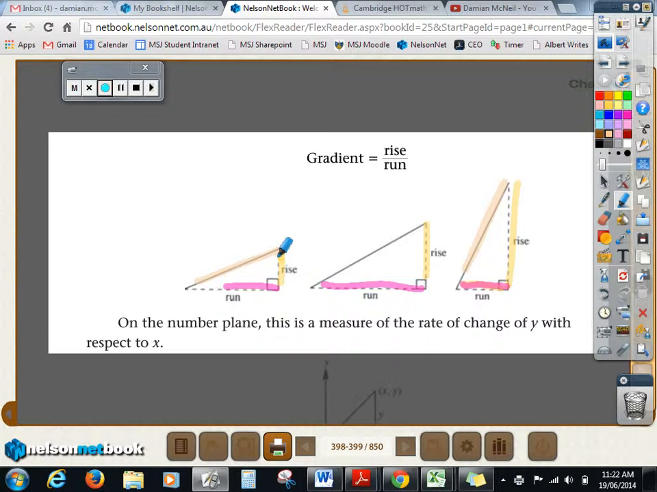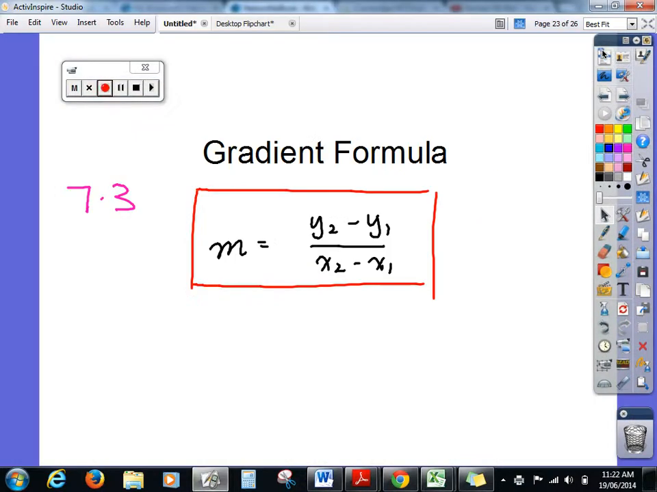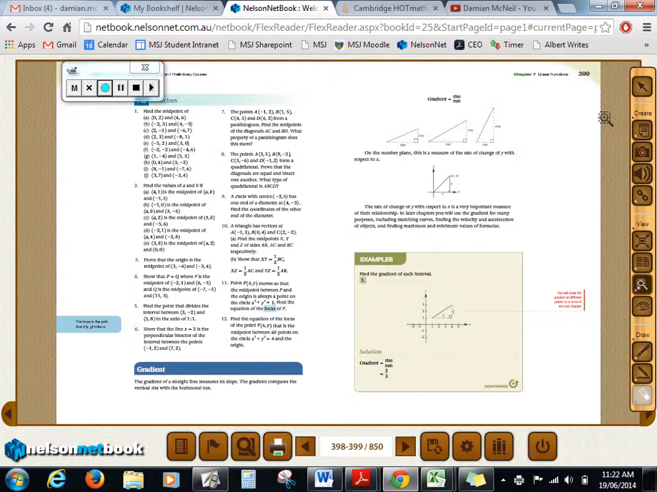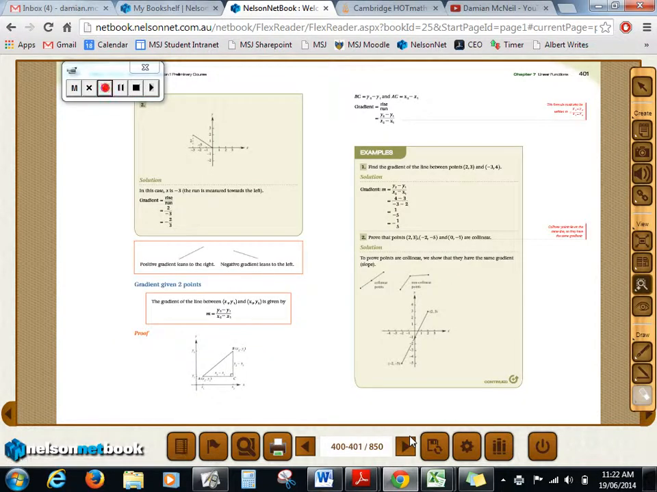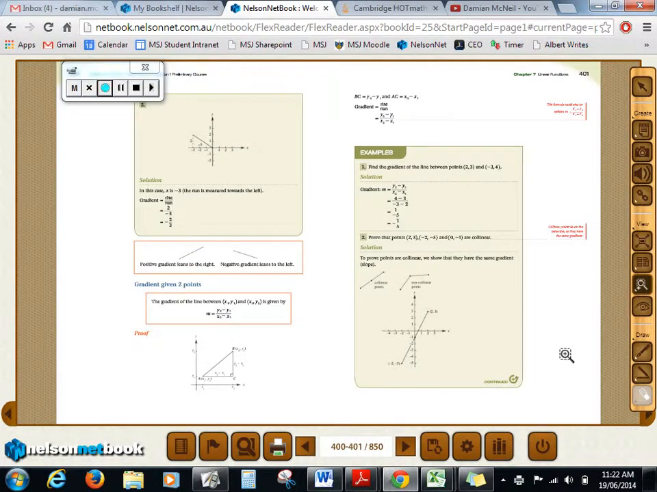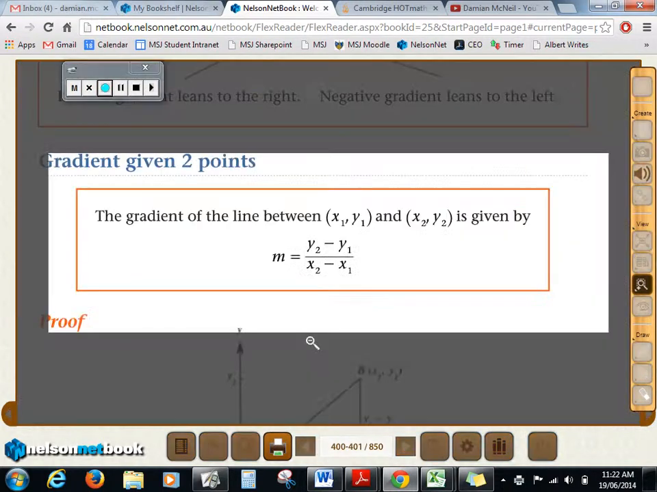And gradients are also defined in their sign. So let's just get to our work. There we go. We have positive gradients and negative gradients. Positive gradients lean to the right and negative gradients lean to the left. And as we use our formula, it will automatically sort out positive and negative gradients.